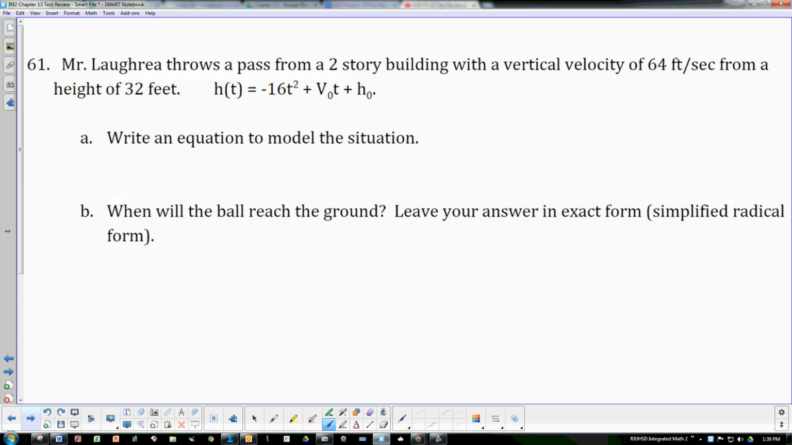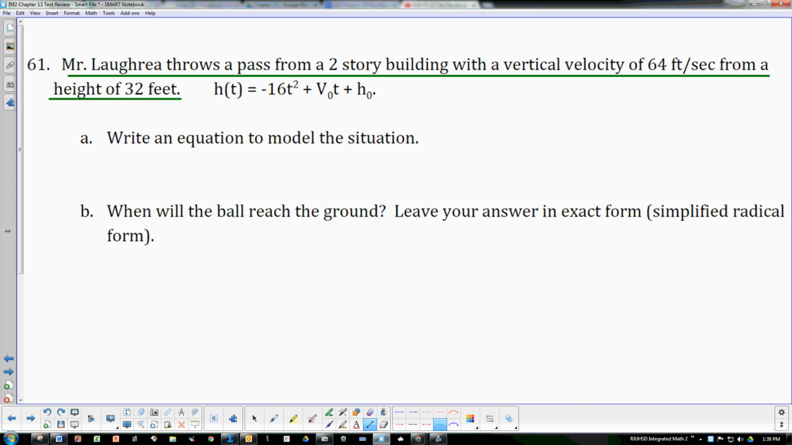Number 61. This one states, this is a projectile motion problem. It says, Mr. Lockray throws a pass from a 2-story building with a vertical velocity of 64 feet per second from a height of 32 feet. Here's your formula. You remember that from chapter 12. It says, write an equation to model the situation. All right. So how about we do this?